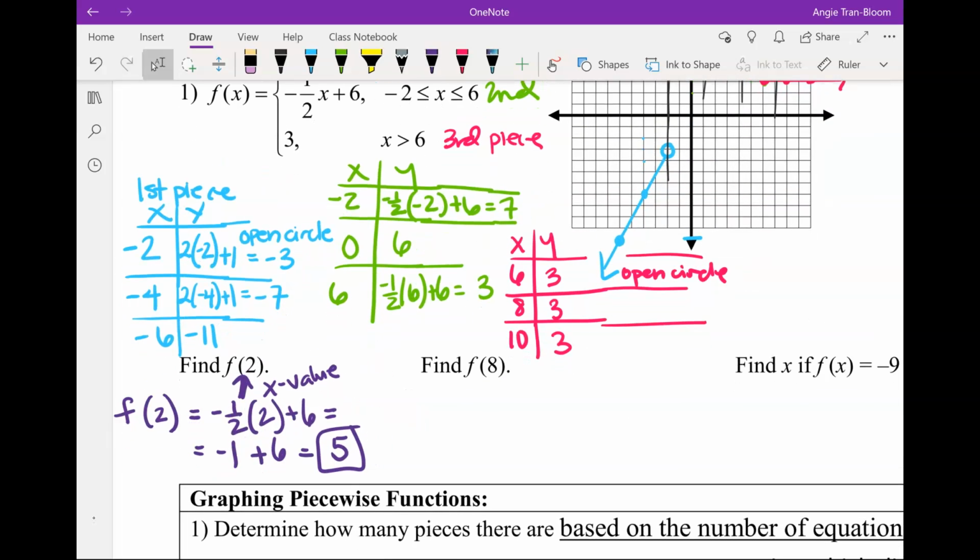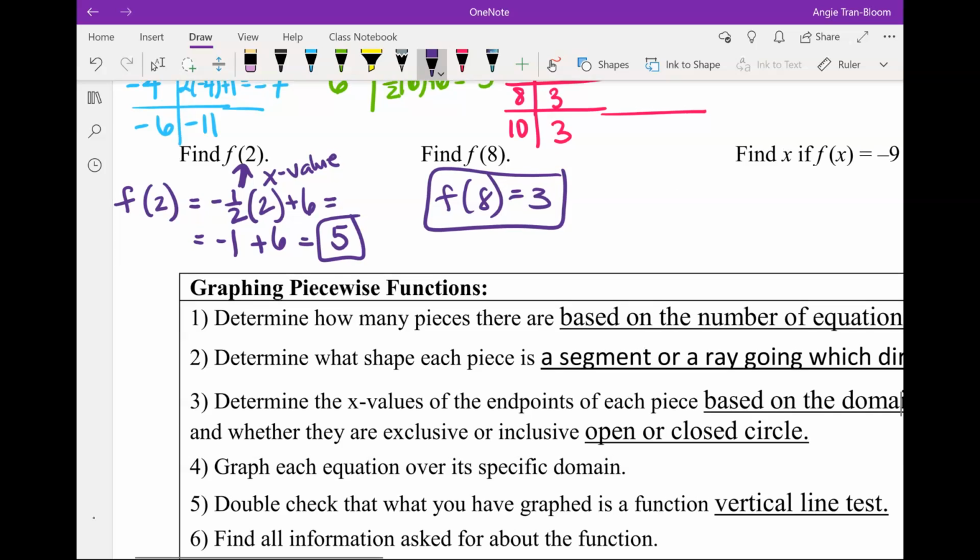Bless you. F of 8. Is 8 an x value or y value? X value. Now, out of the three pieces, which one contains 8 in its x value domain? The third one. Oh, that one's easy. Everything on the third piece is always what? 3. So guess what? F of 8 is just 3. Okay. You can just box up the 3. I'm just writing it all so we know.